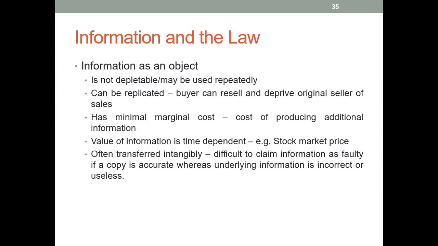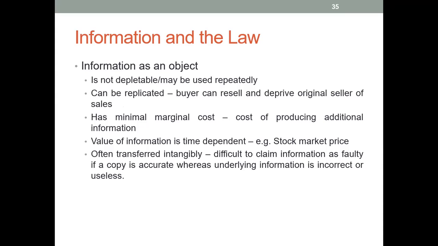The second point is that information is not depletable. Information as an object is not depletable, or may be used repeatedly. It means information can be sold again and again without depleting the stock or diminishing quality. For example, a credit bureau can sell the same credit report of an individual to an unlimited number of requesting clients. So that is possible. The same information can be used repeatedly.